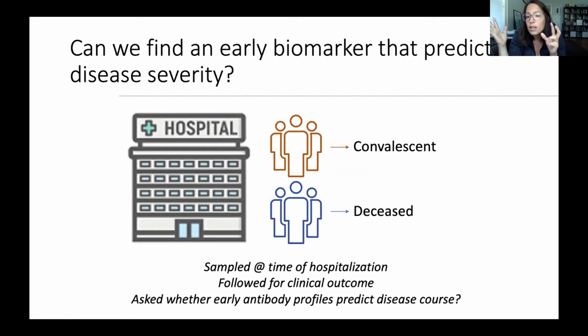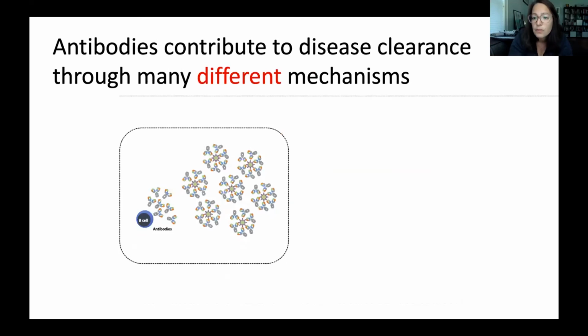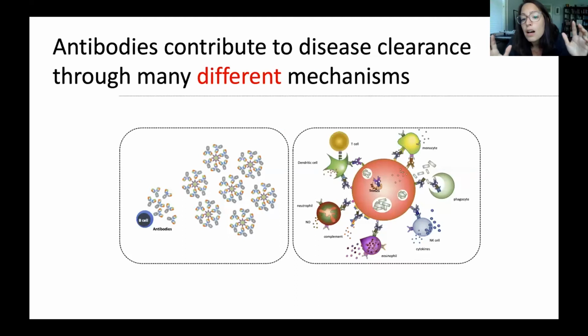So we asked, was there any profile that we picked up very early on that was associated with convalescence or that came up in individuals who unfortunately passed away? So asking whether early antibody profiles could predict disease course. And the idea was really quite simple, was to look broadly at different antibody qualities, not only to look at the ability of antibodies to block infection by binding the virus and preventing it from getting into de novo cells, but to begin to also ask about all the other magical functions of antibodies and how they target and eliminate pathogens from the body after infection.